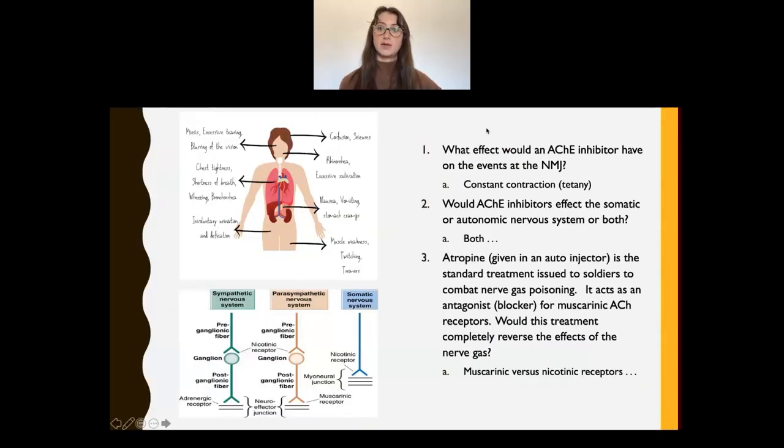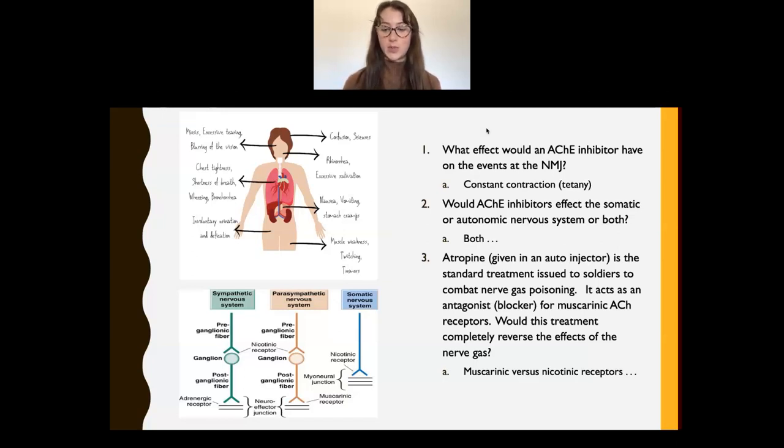If we have an acetylcholine esterase inhibitor, so something that's inhibiting the action of acetylcholine esterase, being the enzyme that breaks down our acetylcholine, what effect would this have on the neuromuscular junction?